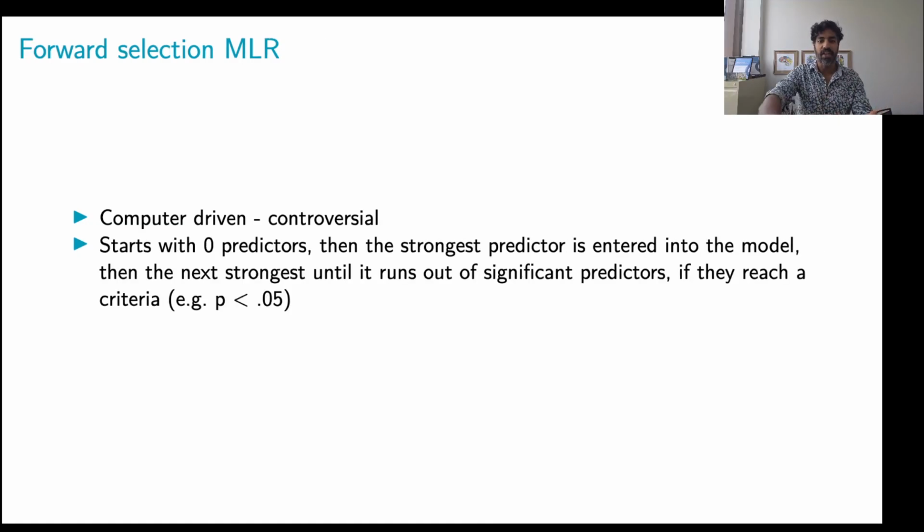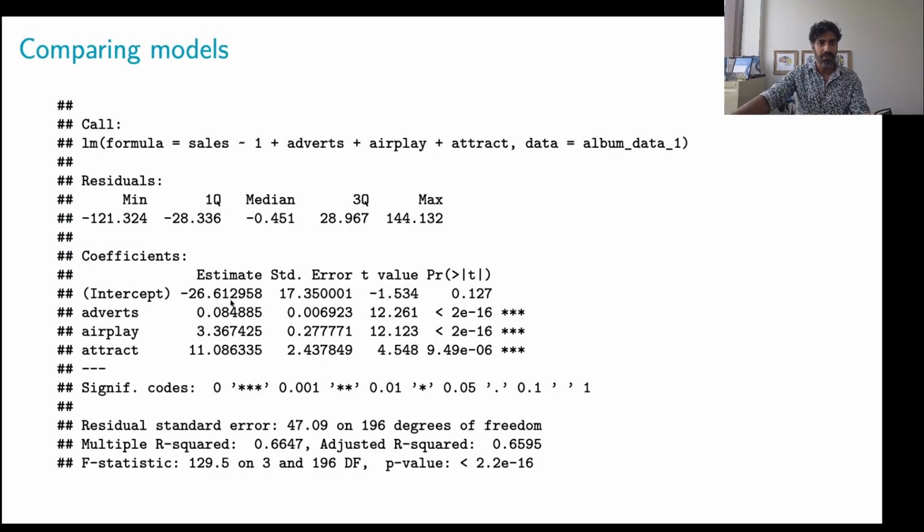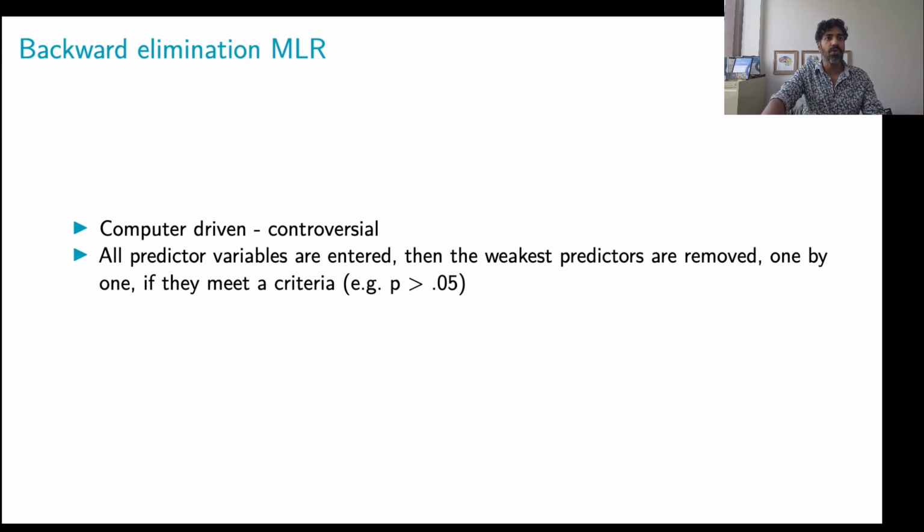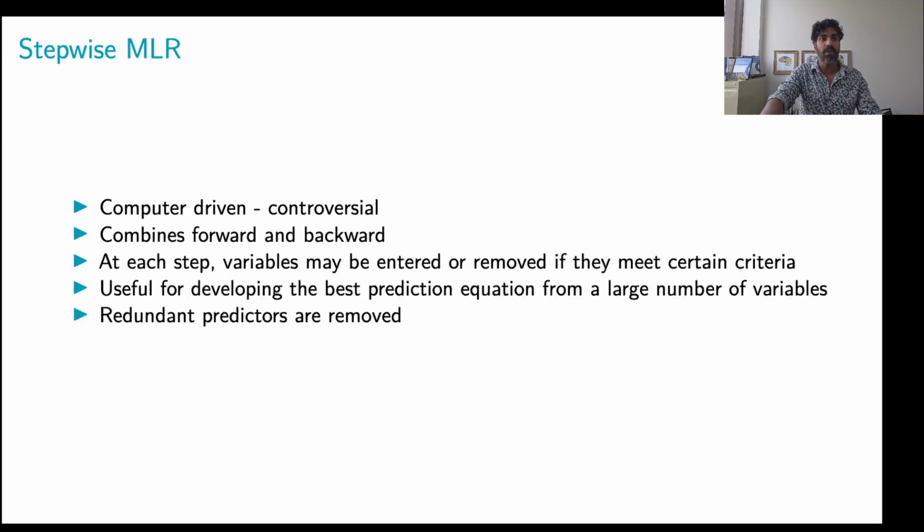The strength of a predictor is actually the estimate here, which is the size of the effect that we see in here. And the p-value is just saying, does the slope differ from zero, right? And so that is forward and backward elimination, and you have stepwise multiple linear regression, which is computer driven. Again, it combines forward and backwards.